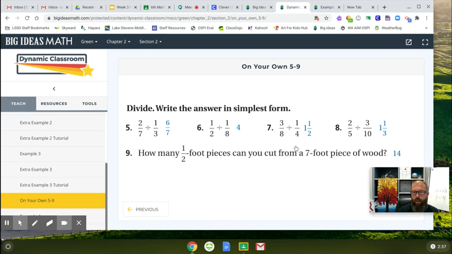If you're not sure how we got any of those, check my notes. I solved 5 through 8 in my notes.